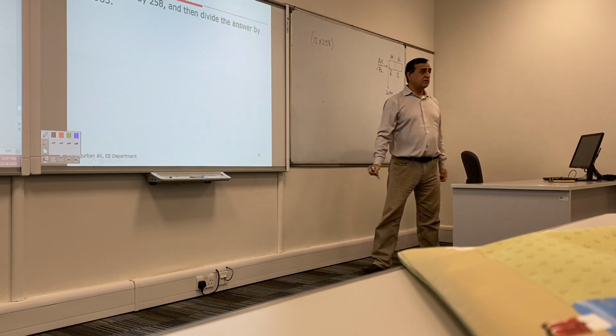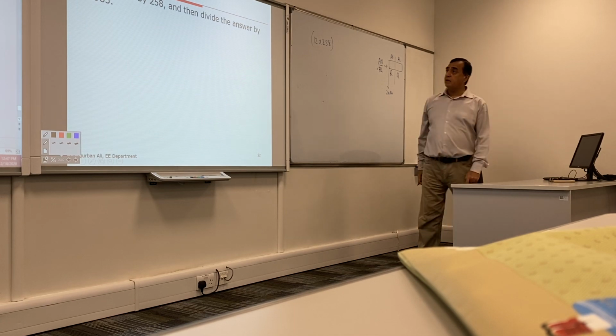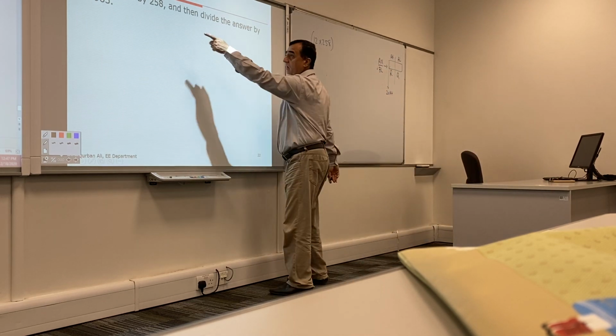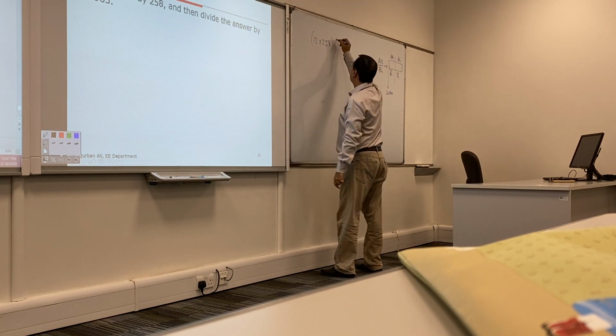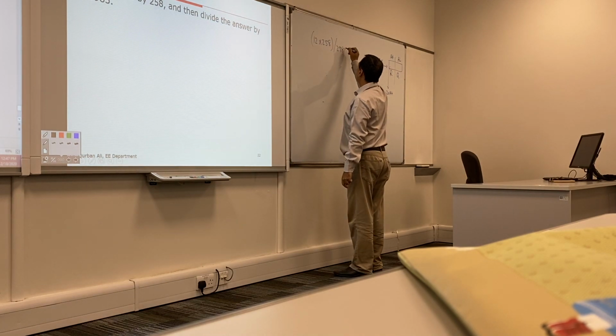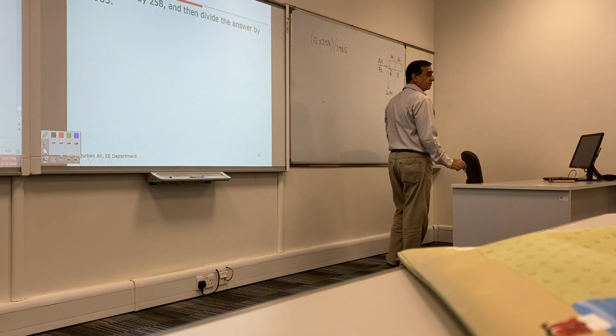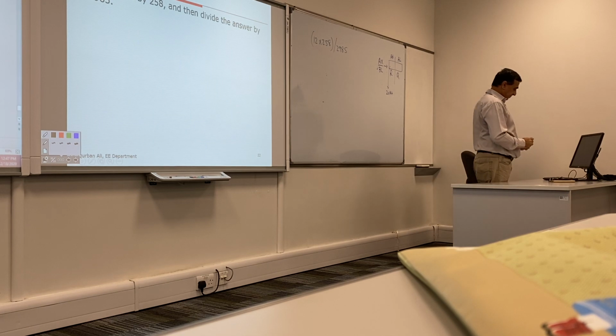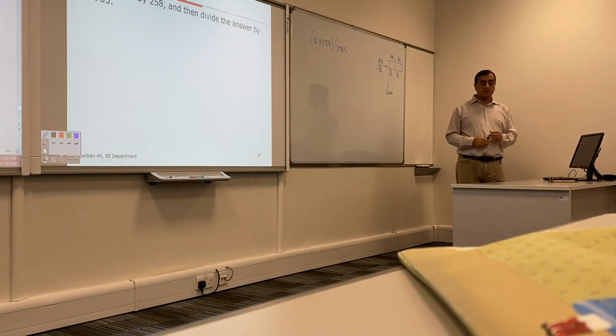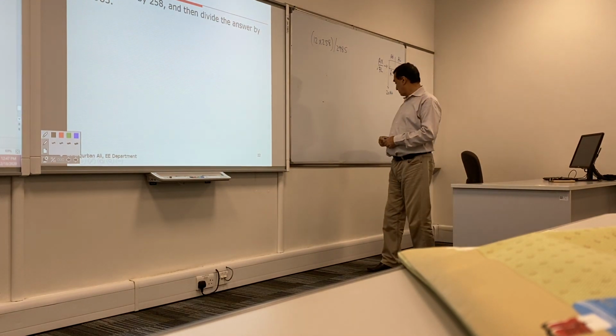Okay? This is the requirement. And then divide the answer by 2985. This is what we have to implement. Numbers are positive, right?